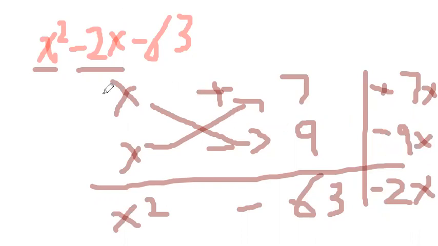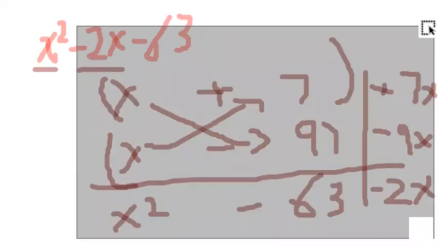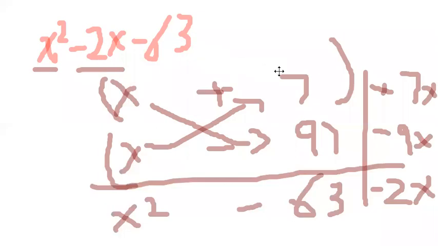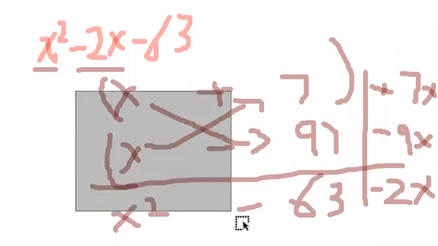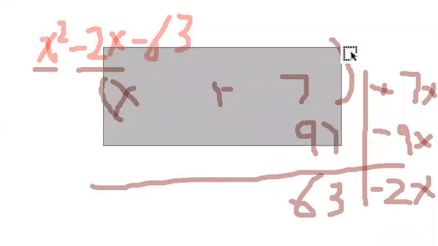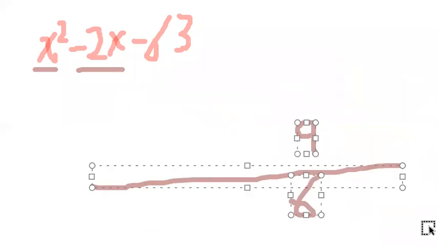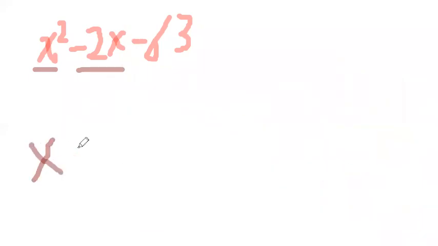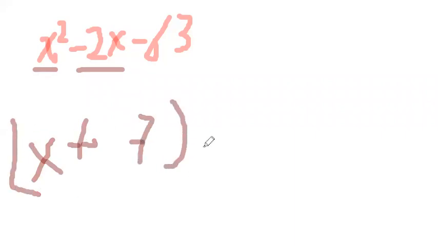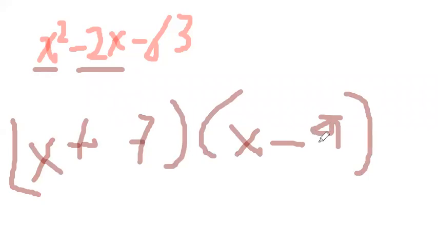So that means x plus 7 times x minus 9 is the factorized answer. x plus 7 times x minus 9. That's how we factorize this.